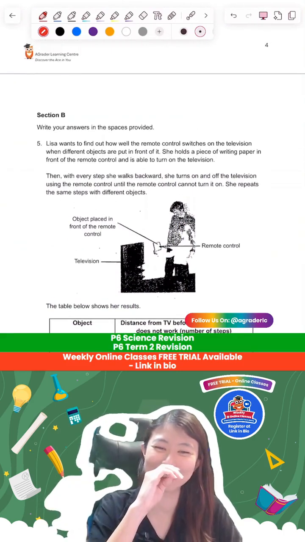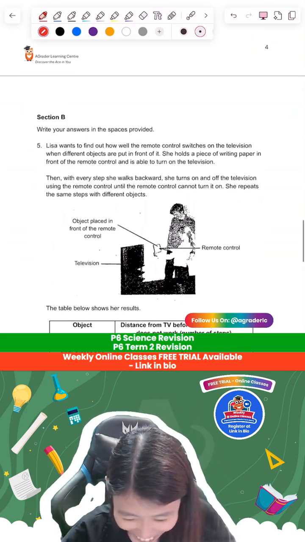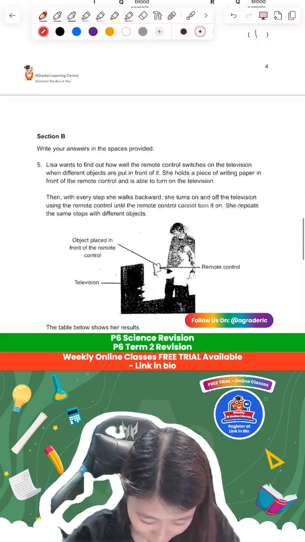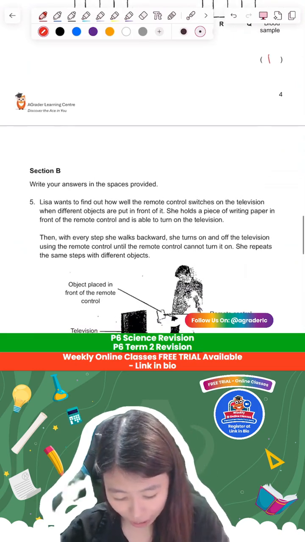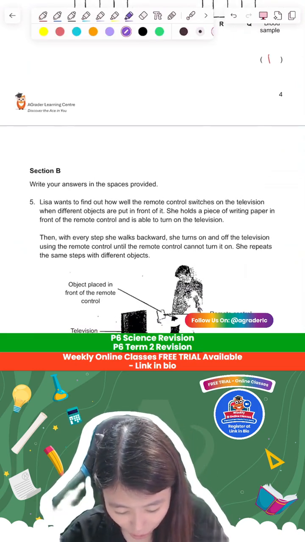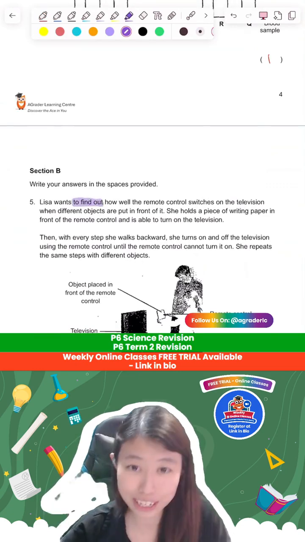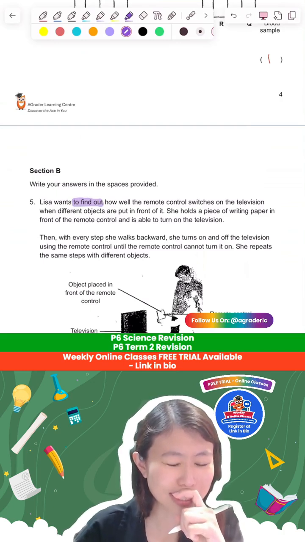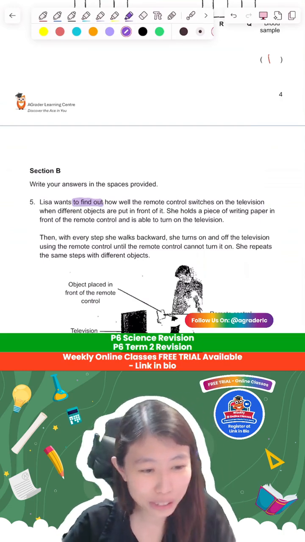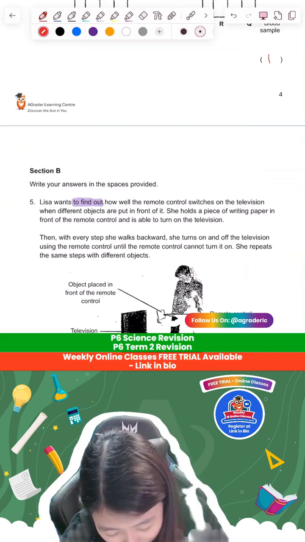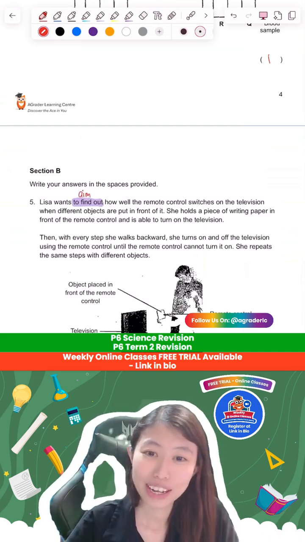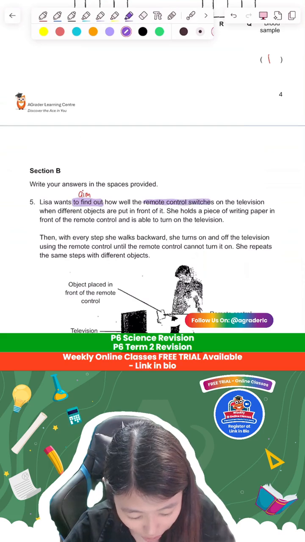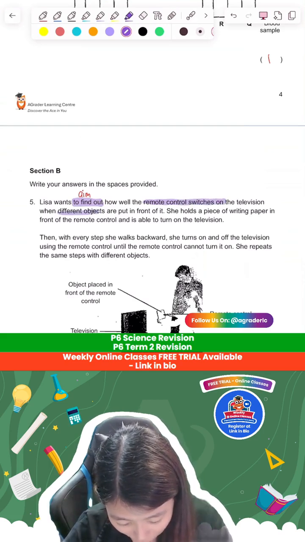Okay, so let's look at question 5, everybody. Lisa wants to find out. I'm going to highlight the key thing. The moment you see "to find out", everybody, what is it? Very good. A lot of you sent it to me. It is the aim of the experiment, right? So she wants to find out how well the remote control switches on the television when different objects are put in front of it.